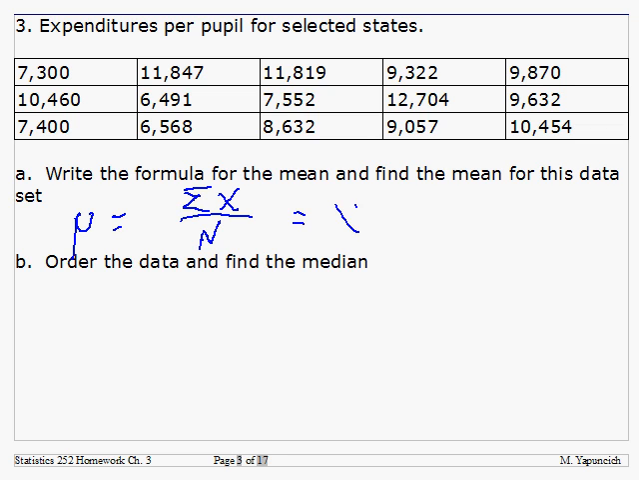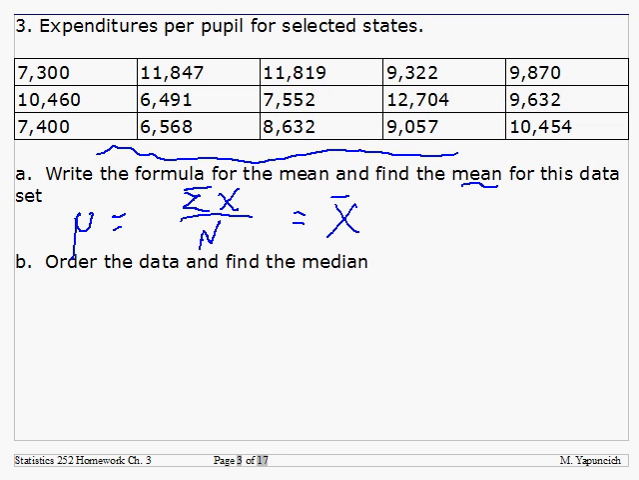If you're working with a sample, you might use x bar. So you add up all the values, add all these values up, and then you divide by however many you have. In this case, you have 15. And that will give you your mean. That's the mean for the data.